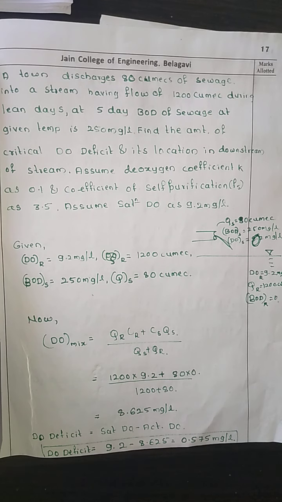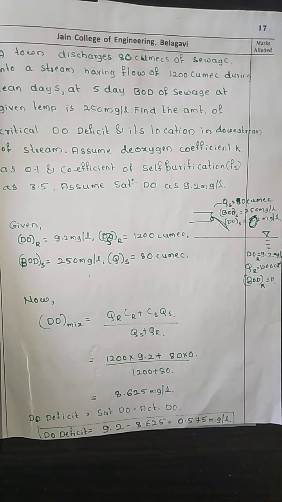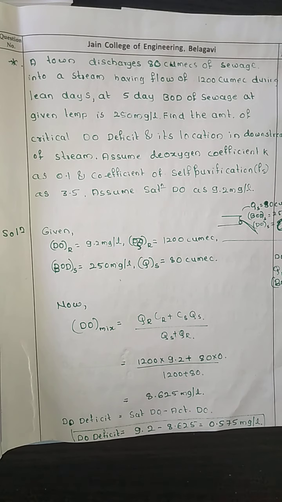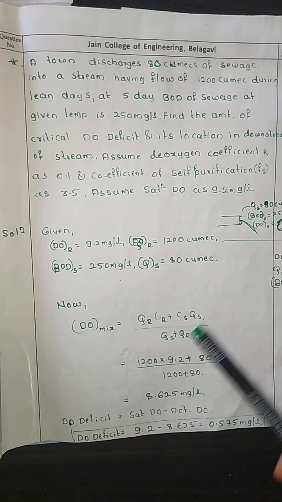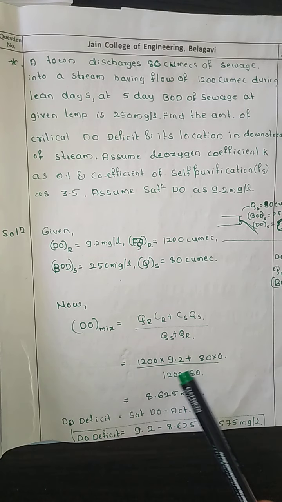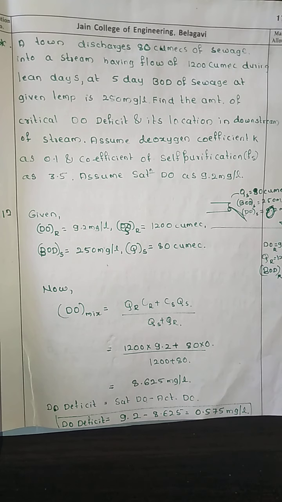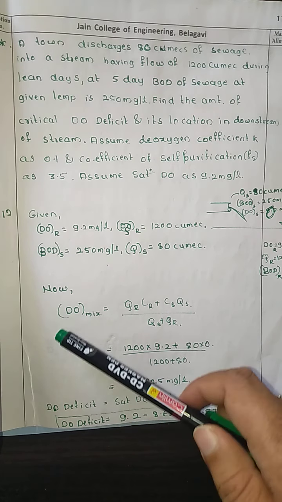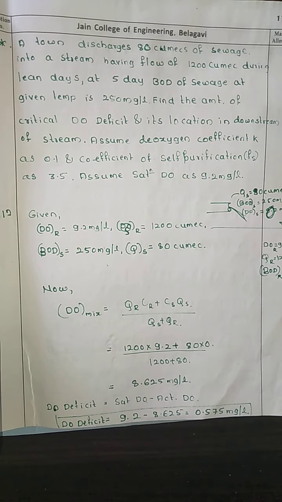So now, as I have told, the first step is to find out the DO of the mix, the BOD of the mix, and D naught and L naught. That is our first duty in order to solve the problem. So DO of the mix is QR CR plus QS CS. QR is 1200, the DO we have taken as 9.2, plus 80 into 0, where 80 is the quantity of sewage and the DO is 0. So DO of the mix is 8.625.